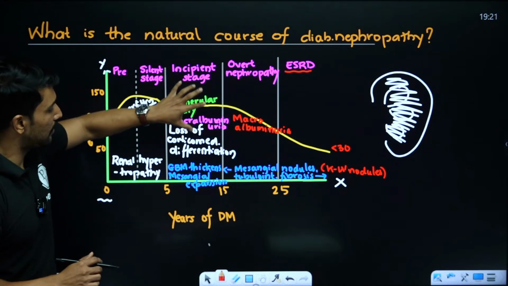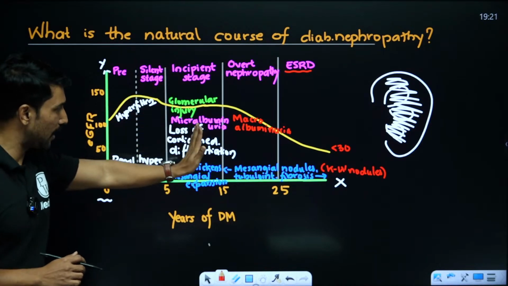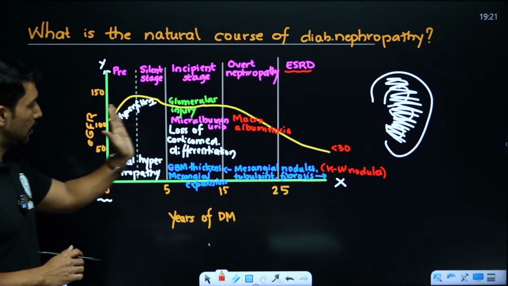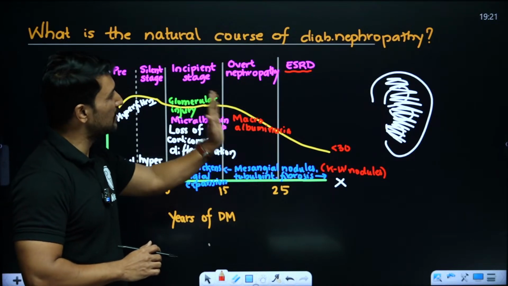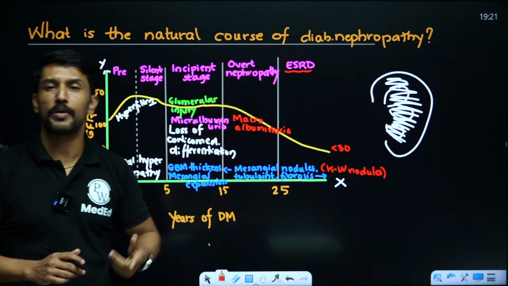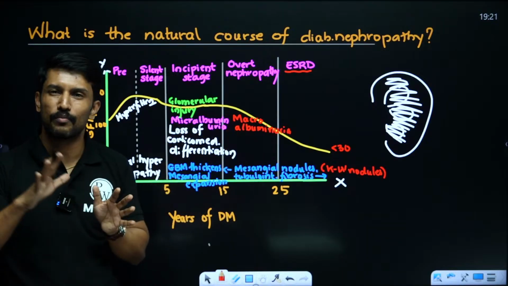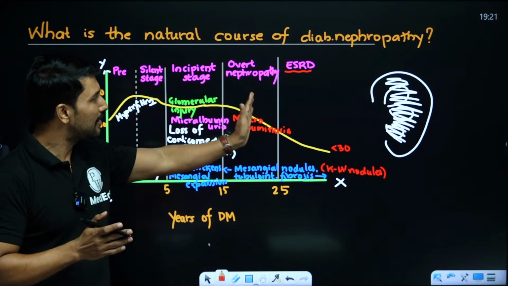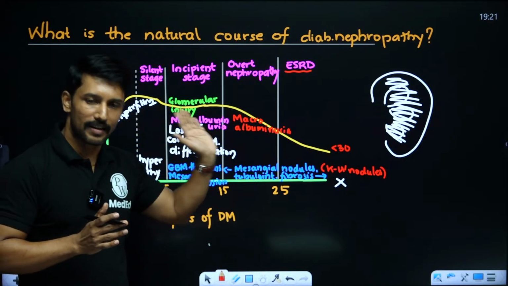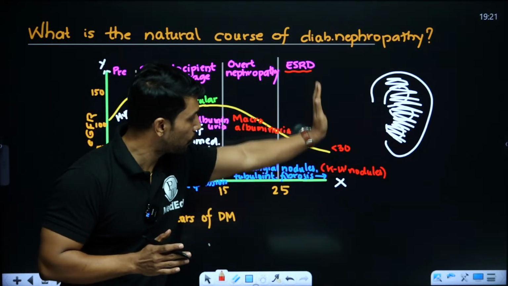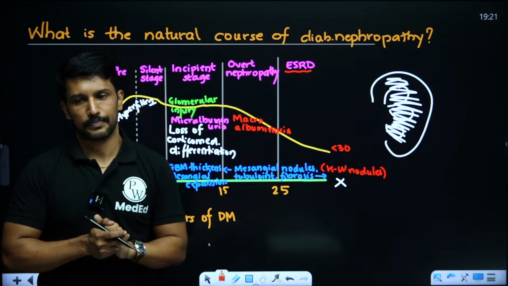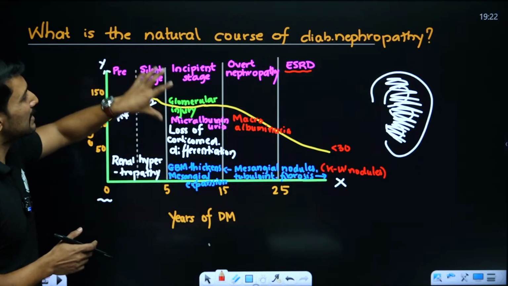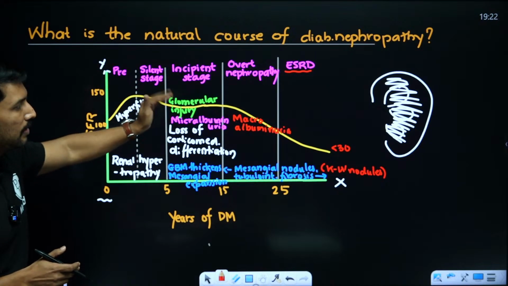Even to some extent, the early years of incipient stage, the diabetic nephropathy is reversible. But after later part of incipient stage, or once macroalbuminuria is evident in urine, when you're losing more than 300 milligrams per day of albumin in urine, it is not reversible. It will either stay like that or progress further towards the end stage kidney disease. Okay, so this is the summary of how the diabetic nephropathy progresses.